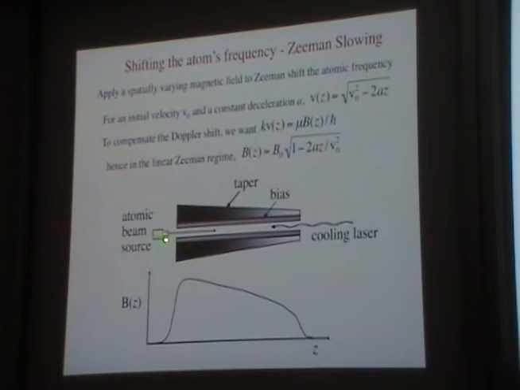Typically, the way you do this is you have your atomic beam down here, you have this counter-propagating slowing laser at some fixed detuning, and then you build a magnetic field profile such that it's strongest at one end and weaker at the other end. So it's often called a tapered magnetic field.